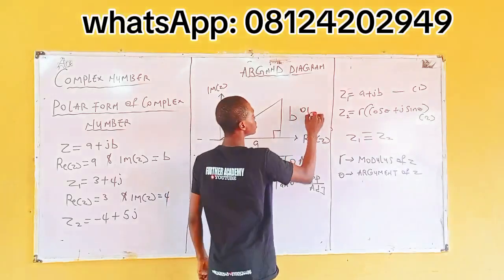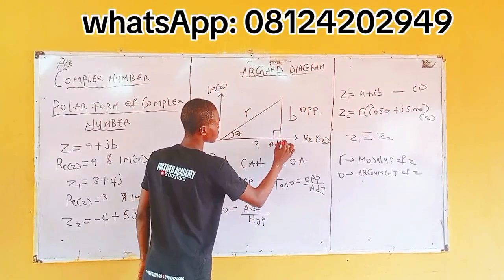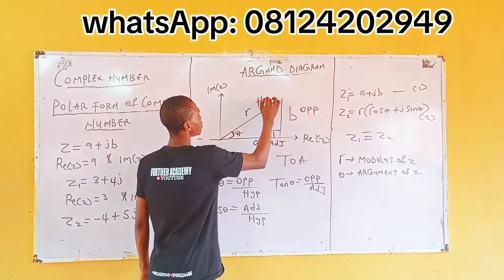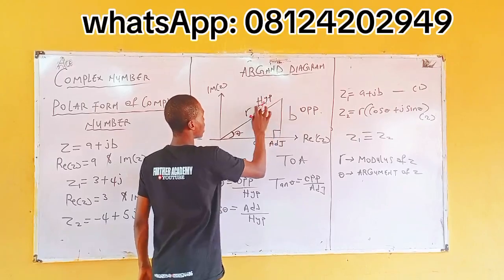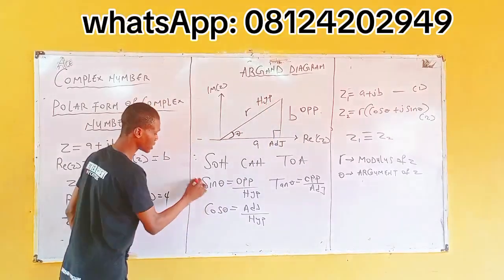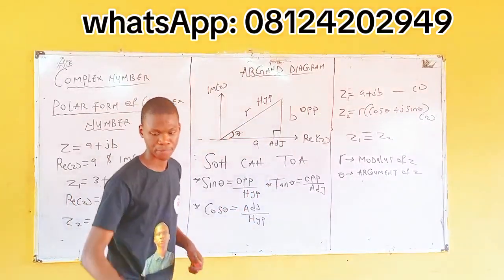Opposite is B. This is your opposite. This is adjacent. And this is hypotenuse. Now let's solve for each. Let's solve for sin theta, solve for cos theta, and solve for tan theta.